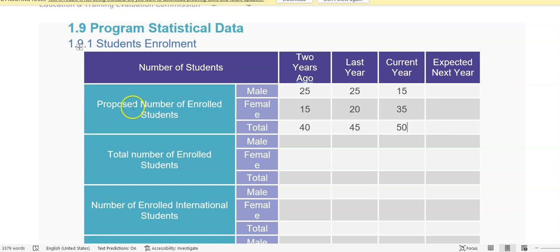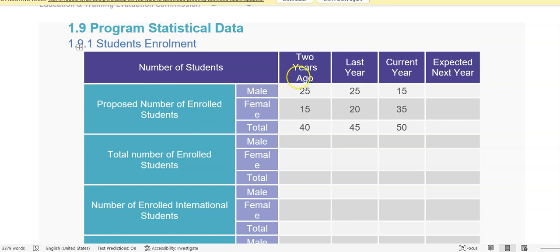Be careful with just numbers, because proposing the number of enrolled students should be justified based on the capacity, the infrastructure, and the number of needed faculty members, and so on. You have to explain why 25, not 40. And who decided 25? The university, the college, the program, and based on what?